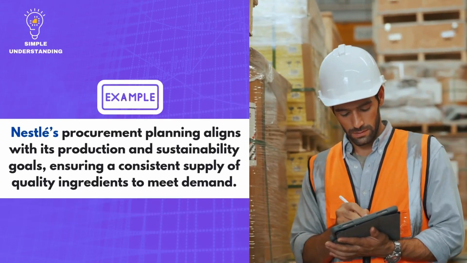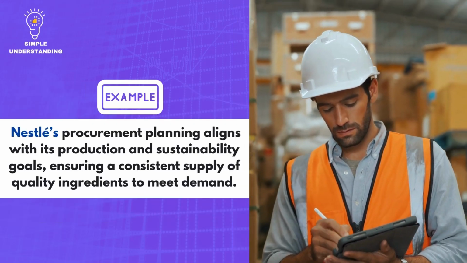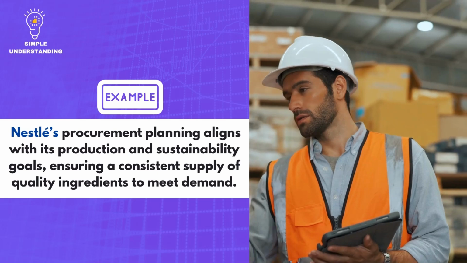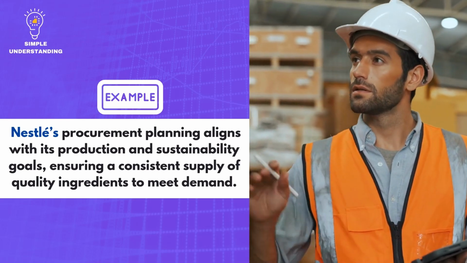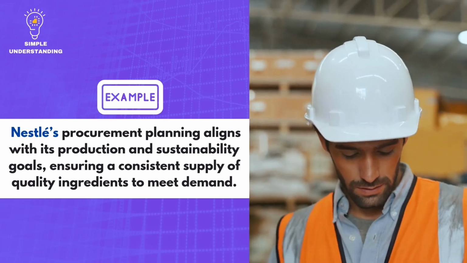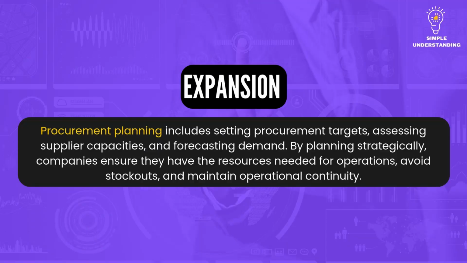Real company example. Nestlé's procurement planning aligns with its production and sustainability goals, ensuring a consistent supply of quality ingredients to meet demand. Expansion. Procurement planning includes setting procurement targets, assessing supplier capacities, and forecasting demand. By planning strategically, companies ensure they have the resources needed for operations, avoid stockouts, and maintain operational continuity.